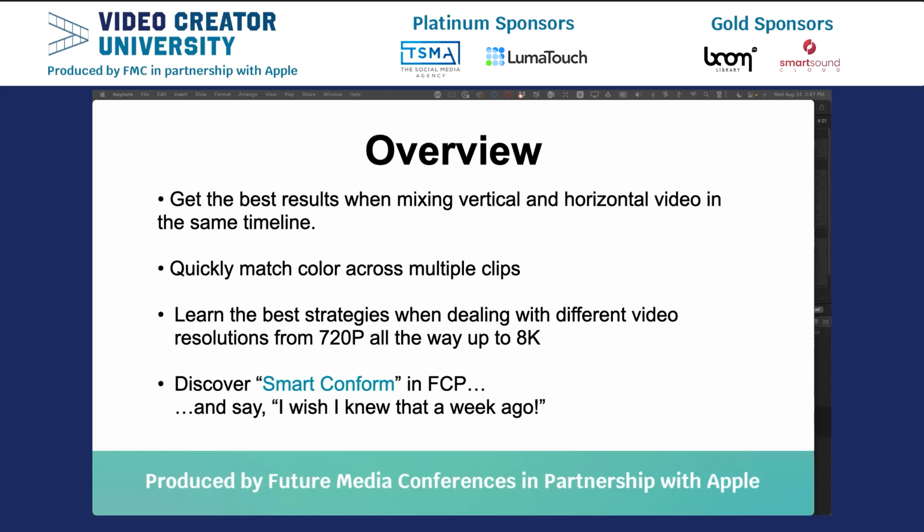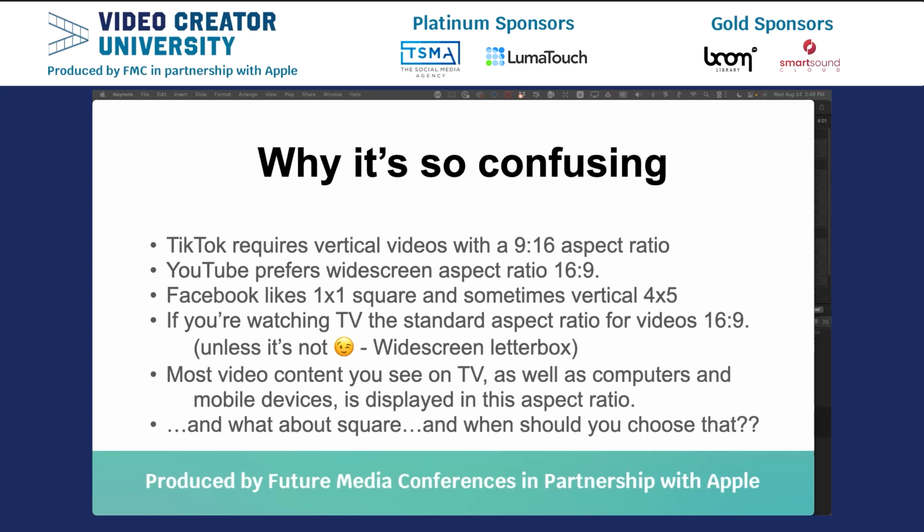I'm going to talk a little bit about the different formats and maybe some suggestions, definitely some suggestions, about maybe you want to shoot something 4K or 6K, depending on your camera or phone. And then we're going to get into really the magical thing, which is Smart Conform. And hopefully a couple of you will say, I wish I knew that a week ago, because it is totally awesome. Now, why is this so confusing?